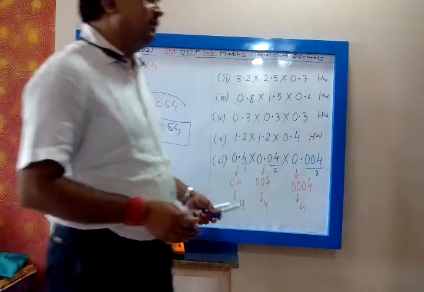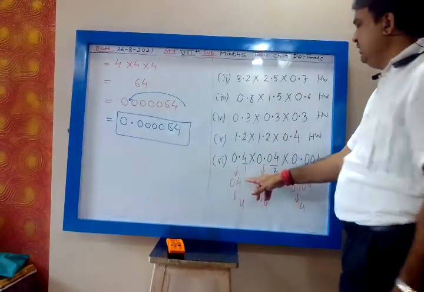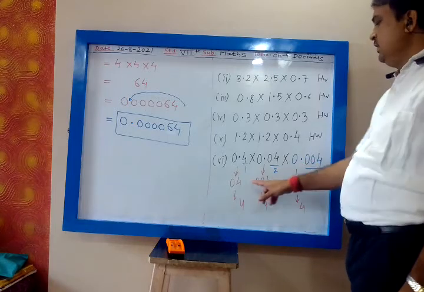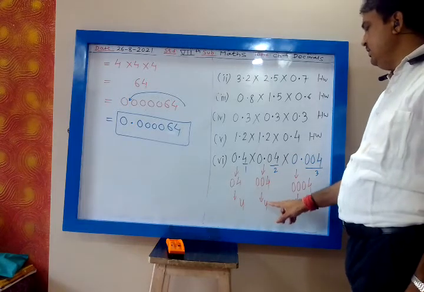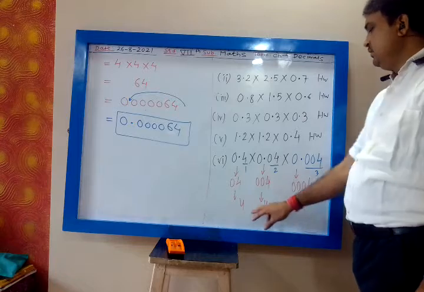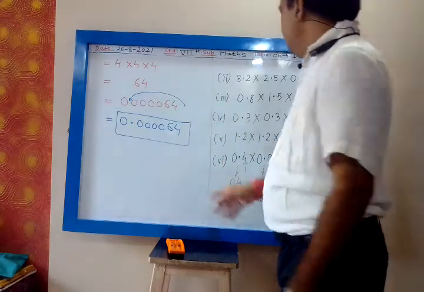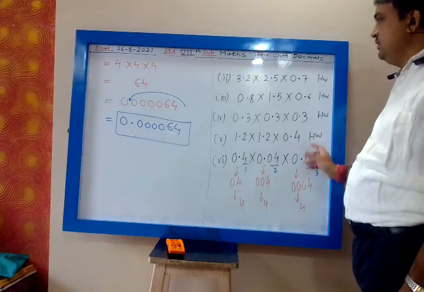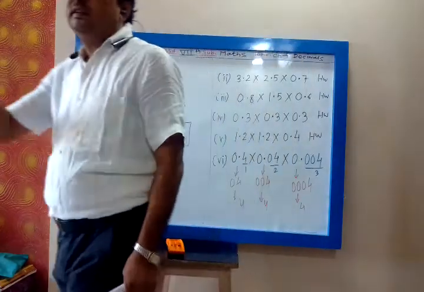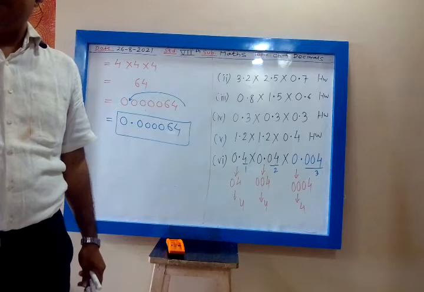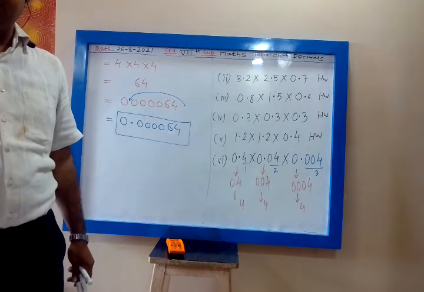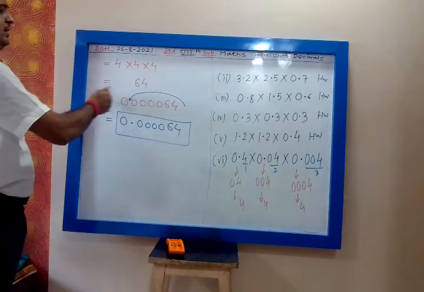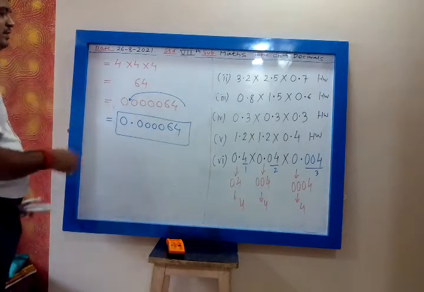While multiplying, you neglect the decimal. 04, 004, 0004: 04 is same as 4, 004 is same as 4, 0004 is same as 4. So 4 into 4 into 4 is 64. But in the product you have to place the decimal. 1 plus 2 plus 3, 6. 6 digits from the right side. So before 64 you place as many zeros as needed and then place the decimal after 6 digits.